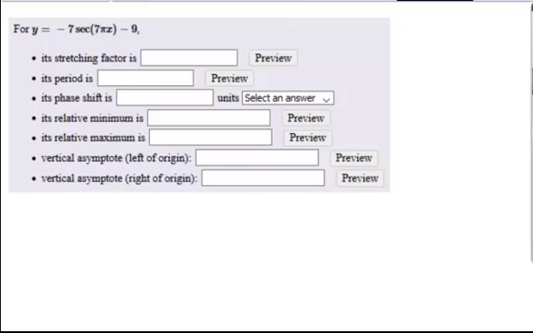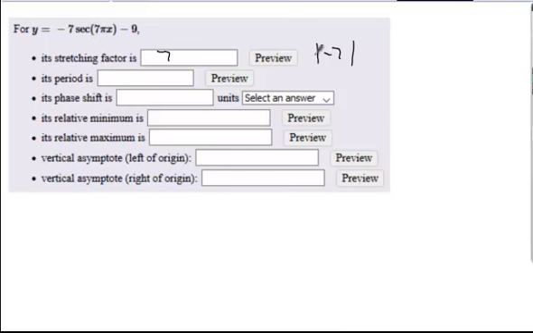All right, let's take a look at this problem here. We're taking a secant function. It has a negative in front. Okay? And so when we take our stretching factor, the stretching factor is going to be the absolute value of this number, that multiplier in front of our function. So the absolute value of -7 is 7. So there's our stretching factor.